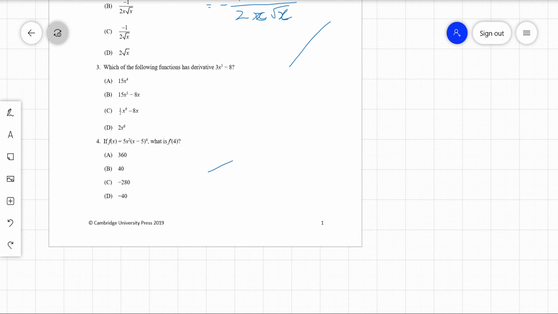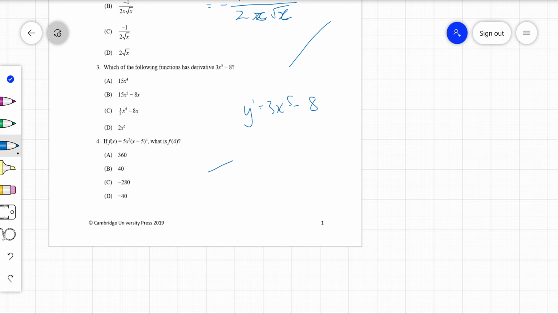Alright, number 3. Which of the following has a derivative? The derivative we're looking at is 3x to the 5 minus 8. Now, if you think about it, it must have started with x to the power of 6, something x to the power of 6, in order to come to x to the power of 5.